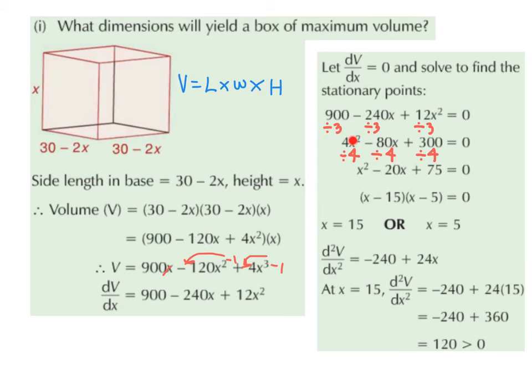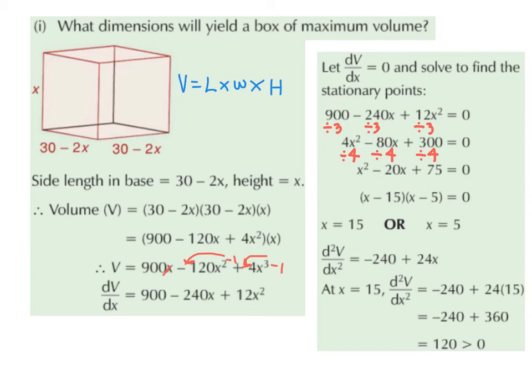Now, I notice that I can still divide across, and I can actually divide by 4. So 4 divided by 4 is going to be 1, so I'm going to have 1x squared, or just x squared. Minus 80 divided by 4 is going to be minus 20, giving me minus 20x. And 300 divided by 4 is going to give me 75. So I simplify even further, getting x squared minus 20x plus 75.